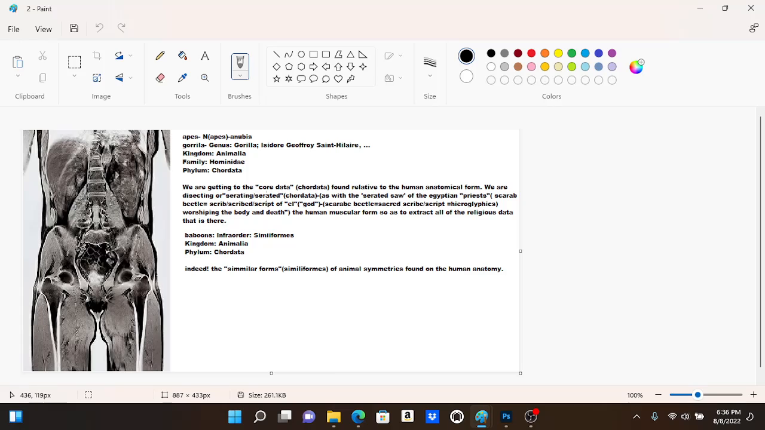We are getting to the core data found relative to the human anatomical form. Yes, the core or the root template of all religious systems, all deities, all animals worshipped. The core template, or the body, pun intended, of information that all religious systems were extracted from, originated, and gradually evolved, were found in the human anatomy.